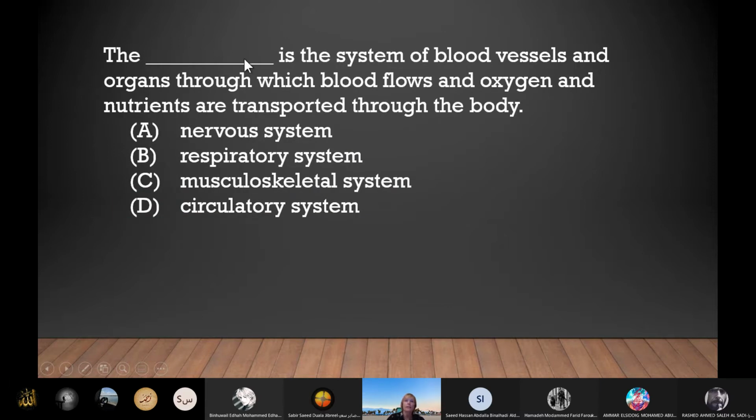Okay, so this is the same question. This is the way it was worded on your exam. The circulatory system is a system of blood vessels and organs, so the heart and so on, through which your blood flows and oxygen and nutrients are transported through the body.